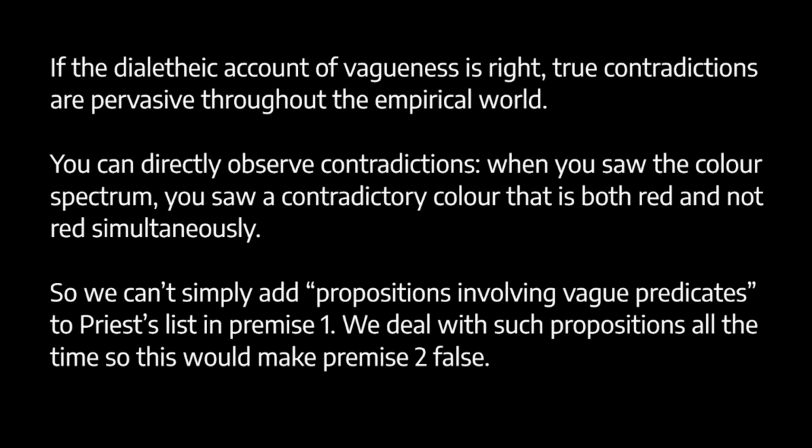And notice that the borderline cases are themselves vague, just as there is no precise step from red to not red. There is no precise step from determinately red to borderline case of red. So once you introduce this idea, it seems like almost every observation we ever make will be contradictory in one way or another. Because if you take a color that's determinately red, that's going to be a vague instance of something else. A determinately red color patch might be a borderline case of some specific shade of red. It might be a borderline case of cherry red, right? So if the dialetheic account of vagueness is right, contradictions are mundane, they're just everywhere. So it certainly isn't going to help Priest's argument to add propositions involving vague predicates to his list in premise 1, because we deal with those propositions all the time.